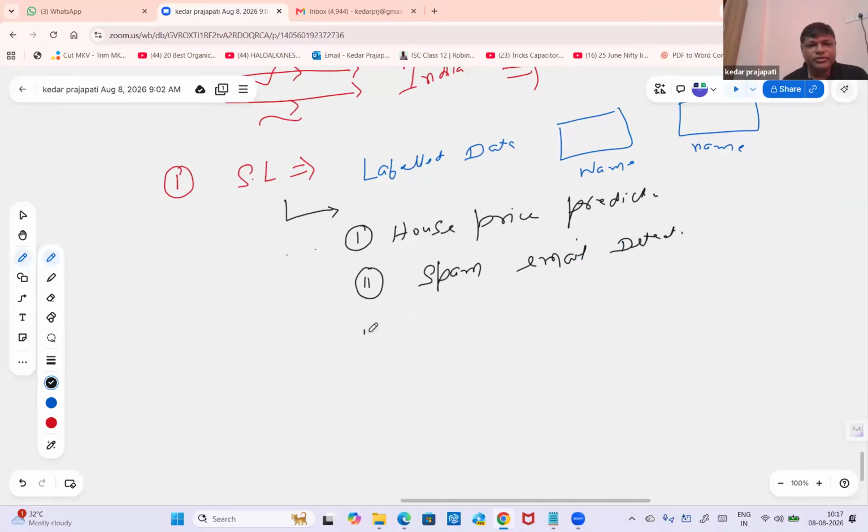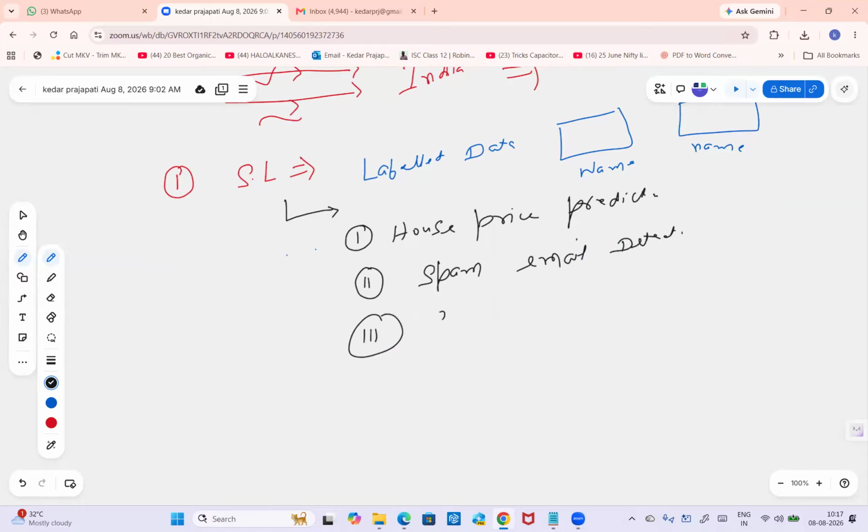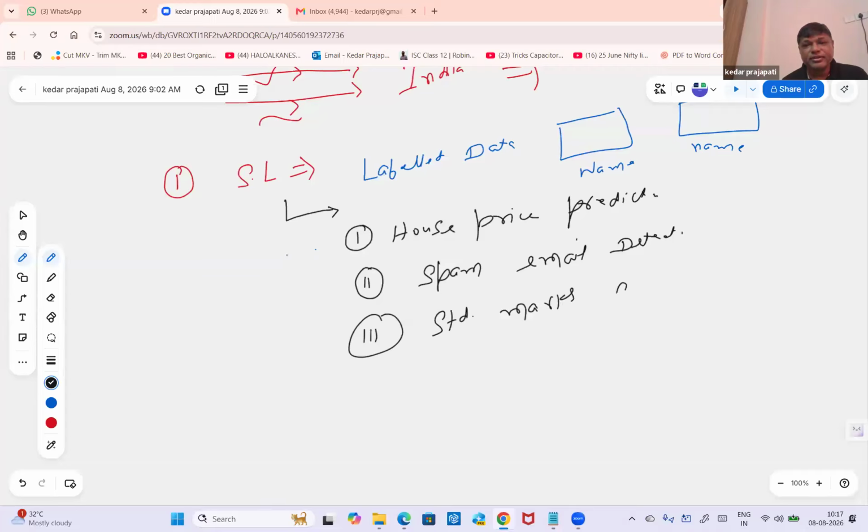Third one also we saw, right? Student marks analysis. Yes. There will be many use cases. And the model which we created for this was linear regression. We'll do it tomorrow.